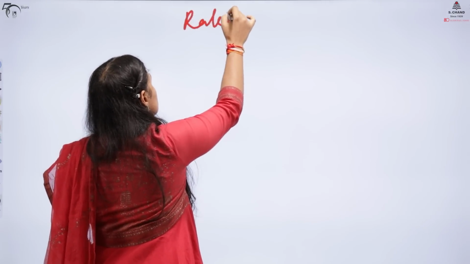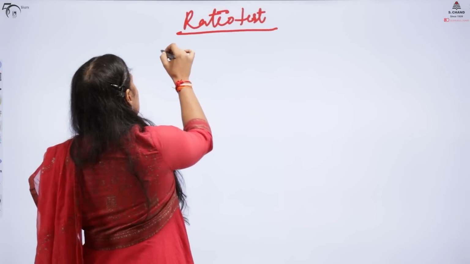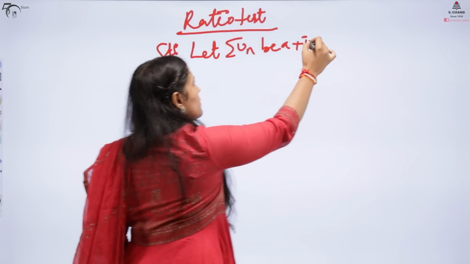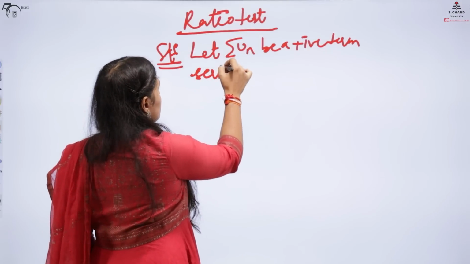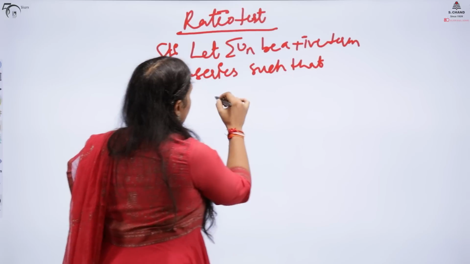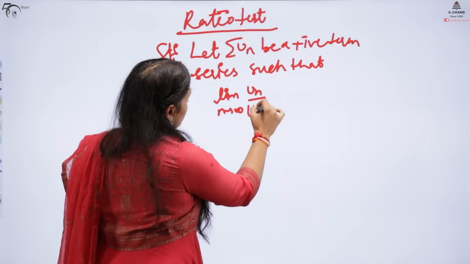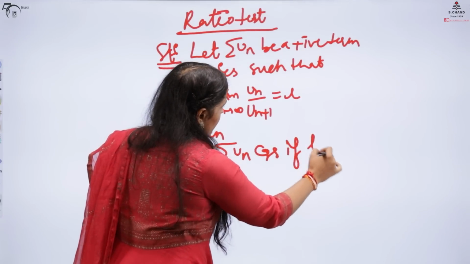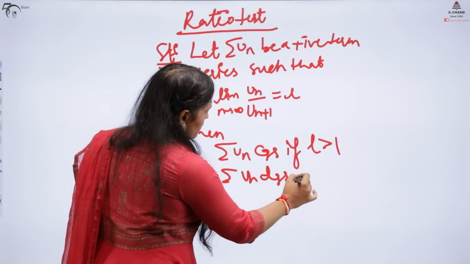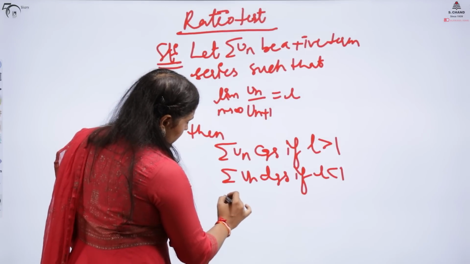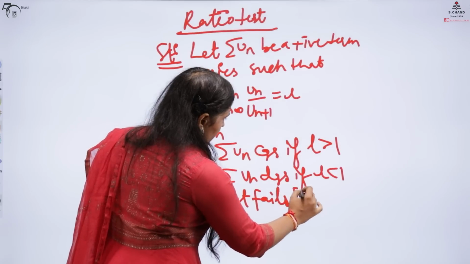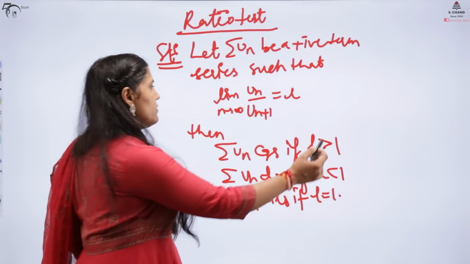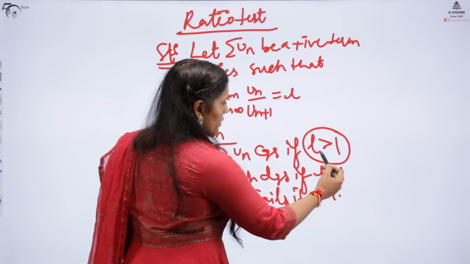So ratio test statement is, let, again it is for positive term series, Σun be a positive term series such that limit n tending to infinity un upon un plus 1 is L, then summation un converges if L is greater than 1, diverges if L is less than 1, test fails if L is 1. अब आप यहाँ ना डिफरेंस देखोगे, जब मैंने कॉशीज रूट टेस्ट किया था L less than 1 पे कन्वर्जेंस थी और greater than 1 पे डाइवर्जेंस थी.